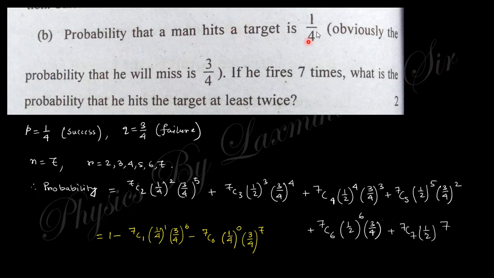Probability that a man hits a target is 1/4, that means the failure will be 3/4. If he fires 7 times, what will be the probability that he hits the target at least twice? At least twice means he can hit 2, 3, 4, 5, 6. So you can write it in this way, or you can also write it another way: at least twice means single hit and no hit are not counted, so you can subtract them from 1 to count. Clear? So these two are the same things. I think this is easier compared to that one.